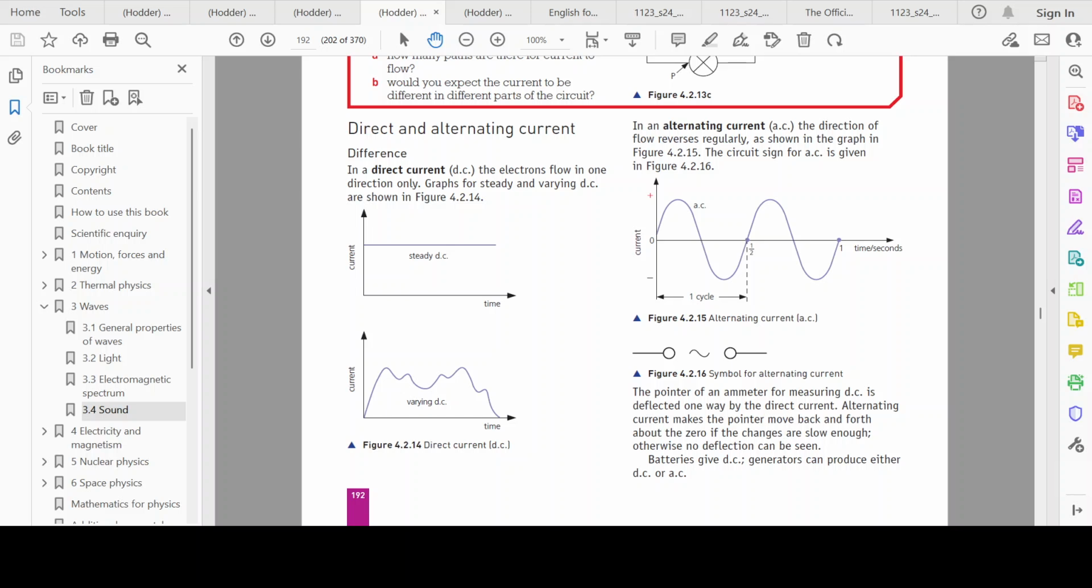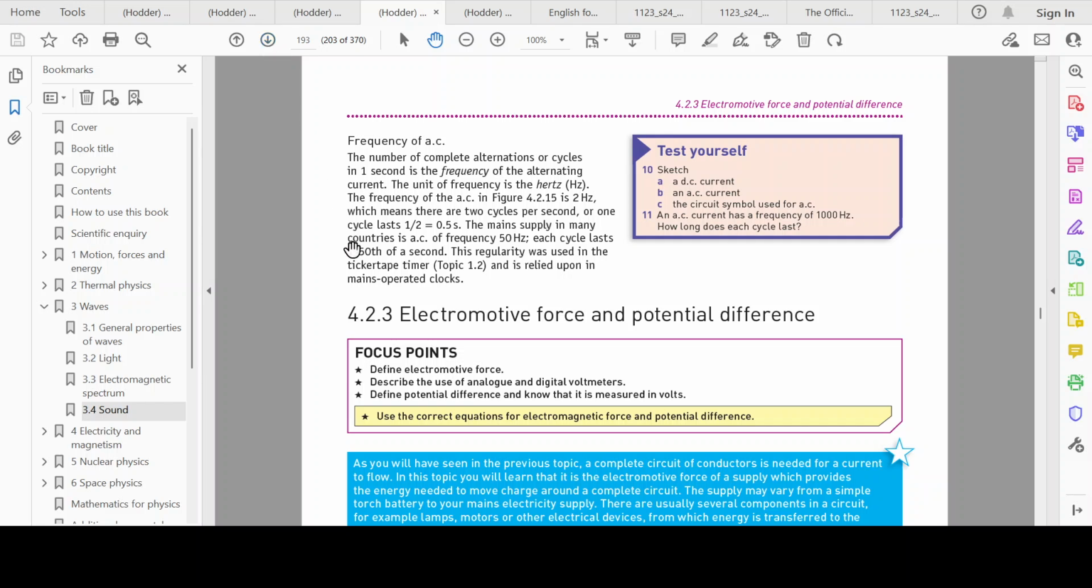Where do you get DC from? Batteries. Your regular batteries give DC current, like the ones you put in your remote or other stuff. Generators can produce DC or AC, so it depends on how they're made, and maybe they have a switch to change from DC to AC, whatever that may be. Okay. Yes. Okay, so the next topic we have is electromotive force and potential difference.